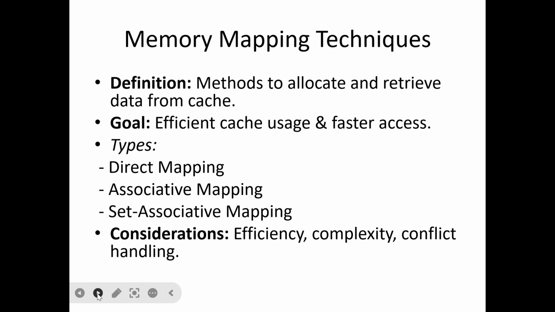Memory mapping techniques. Mapping determines where data lives in cache and how it is found. The goal: speed plus efficiency. We will compare direct mapping, which is rigid but fast, associative mapping, flexible but costly, and set associative mapping, a smart compromise. Each has trade-offs. Let's break them down.